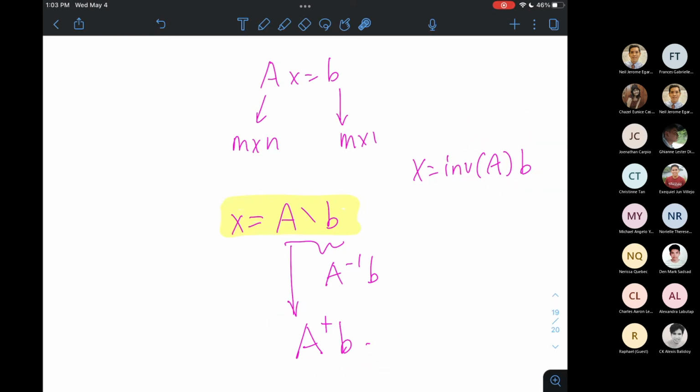So wala rin naman problema. Mas mabilis niya nga lang masosolve yung A pseudo-inverse times B. Pero mas computational side na to. So yeah. Usually pag nagsosolve ako sa malaking code, ito yung ginagawa ko. One possible reason is because, hindi, wag na lang kasi hahaba yung discussion. All right, other questions? Clarifications? Totoo? Wala?